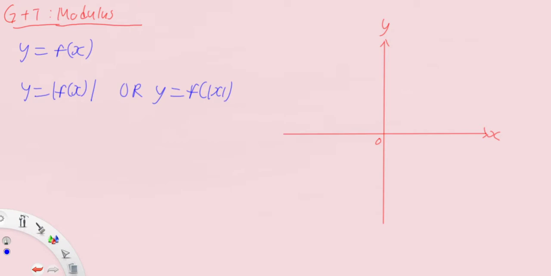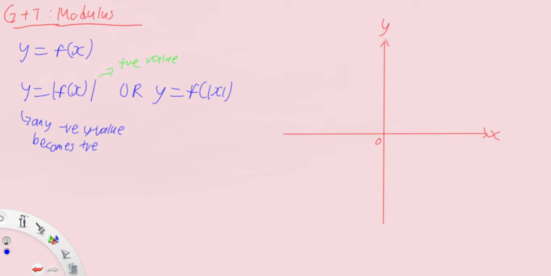I'll go through the simpler one first, mod f(x). So what does mod f(x) do? Well, if you think about the idea of modulus, you're always getting a positive value. As such, your graph cannot have any negative y value. So that is the main idea here: any negative y value becomes positive, and of course any positive y value would remain positive.